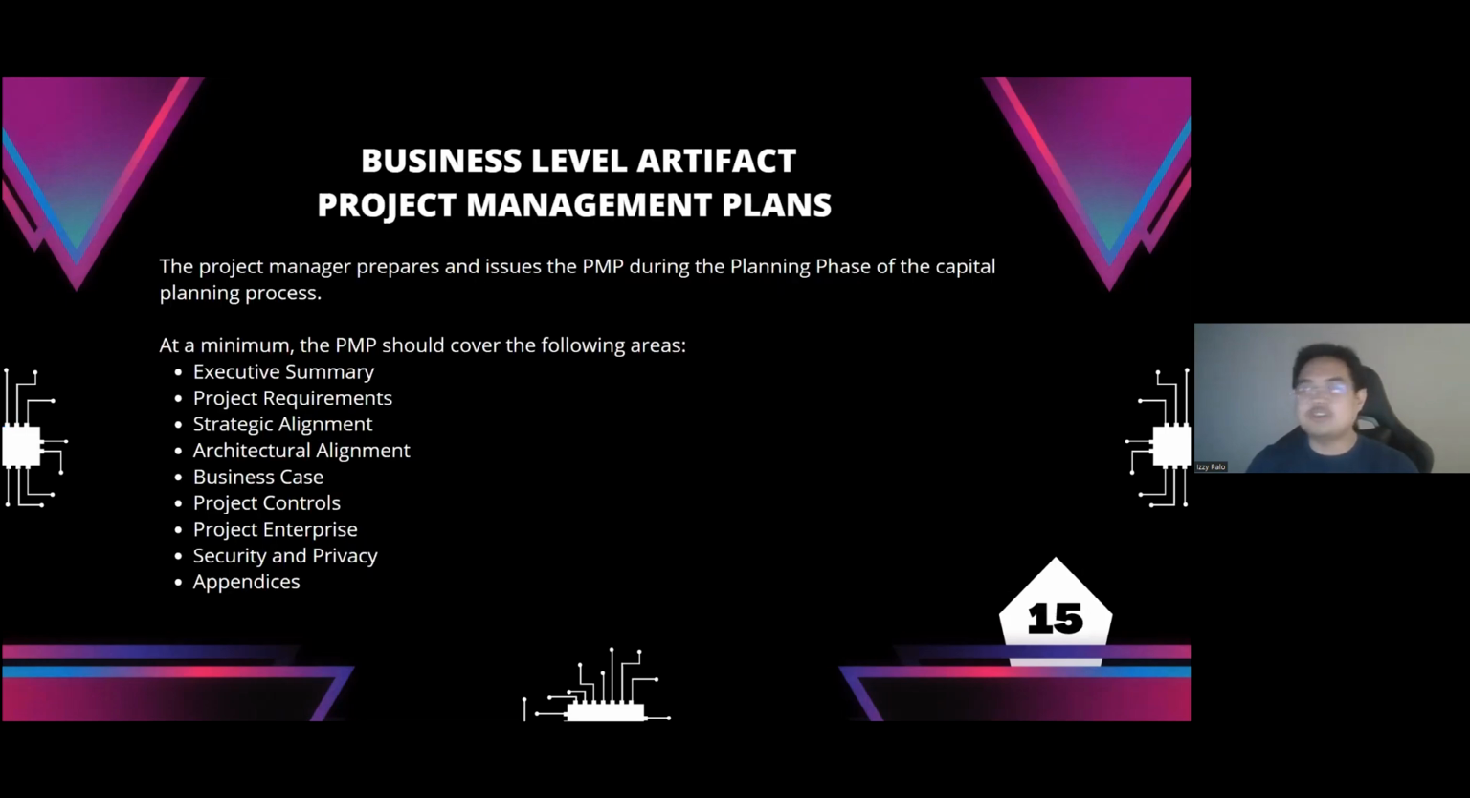The project manager usually prepares this project management plan during the planning phase of the project. At a minimum, the plan should cover these areas: executive summary, project requirements, strategic alignment, architecture alignment, business case, project controls, project enterprise, security and privacy, and appendices.